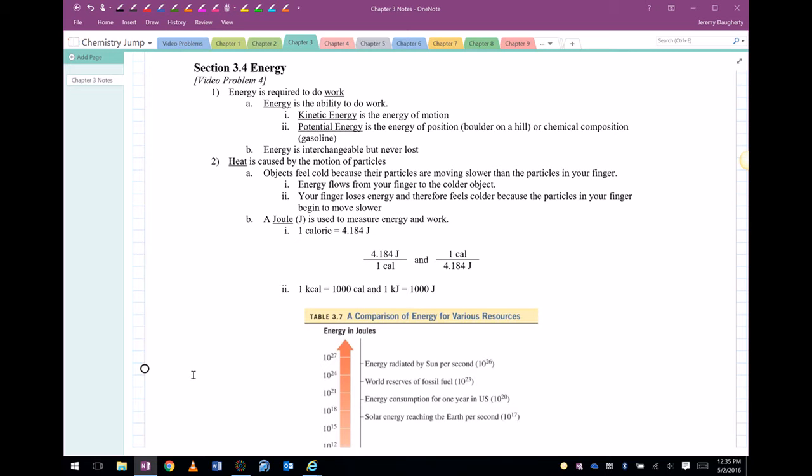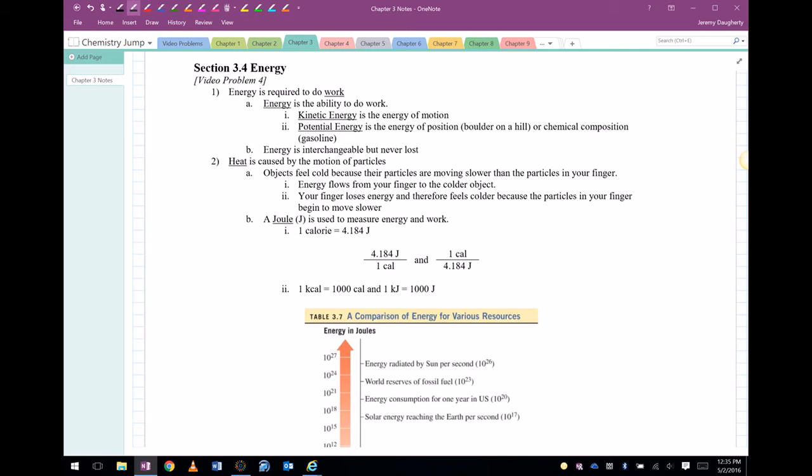All right, we're still on chapter 3. This is section 3.4. This is on energy. We'll talk a lot about energy throughout the year. So this is sort of your introduction to the idea of energy in chemistry as opposed to energy in physics. As you know, energy is required to do work, and it's often defined as the ability to do work.